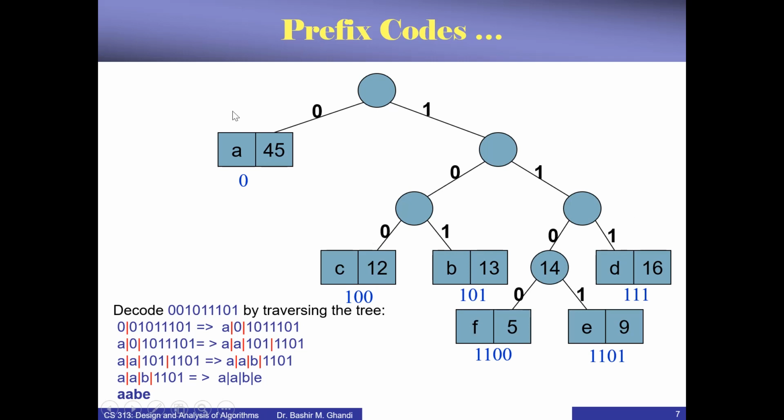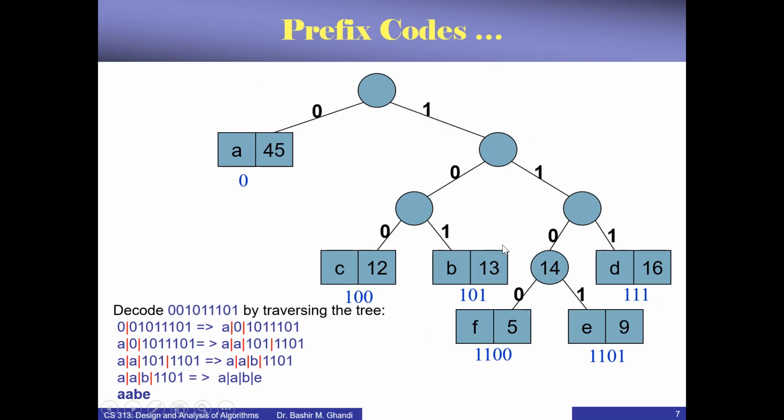So if you want to know the total cost of your tree, it will be how many A's we have. These numbers here are representing the frequencies, remember? So there are 45 times 1, 1 being the depth of the character A in our tree, plus 12 times 3, 3 being the depth of C in our tree, and so on and so forth. 13 times 3 plus 5 times 4 plus 9 times 4 plus 16 times 3. This is the total cost of this tree.